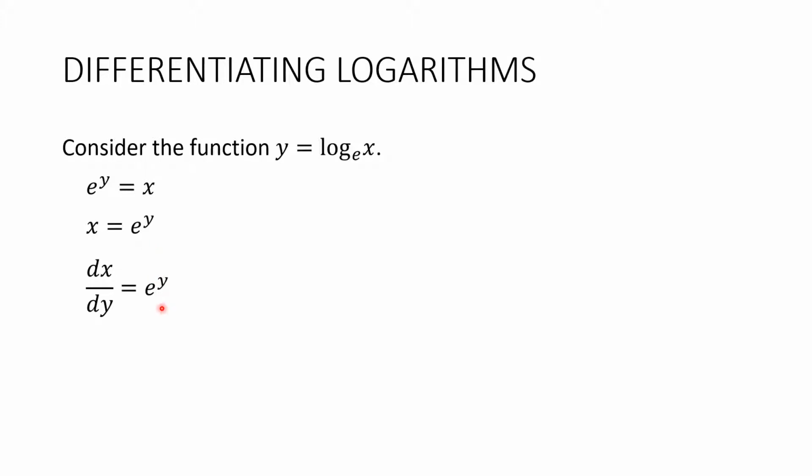Fair enough? Okay, the next thing I'm going to do is flip this upside down, both sides, take the inverse of both sides. So dy dx, because that's really what I want, is going to be equal to 1 on e to the y. What's e to the y? It's x. Alright, the derivative of log base e of x is 1 on x, or x to the negative 1. It's our missing function.